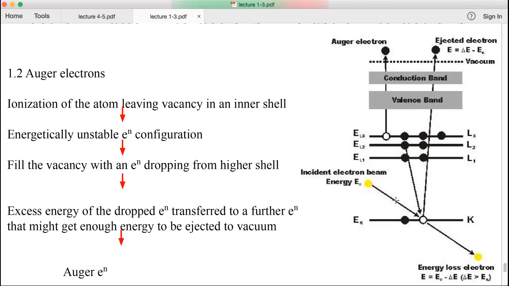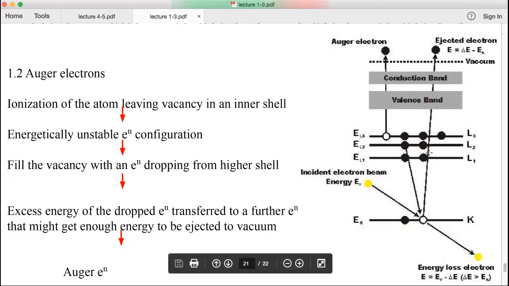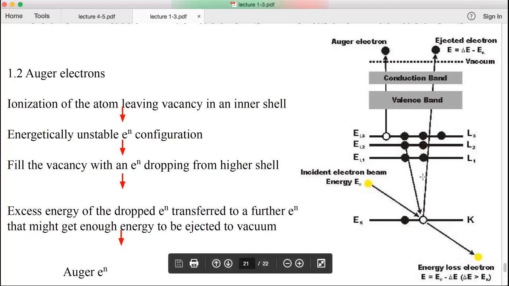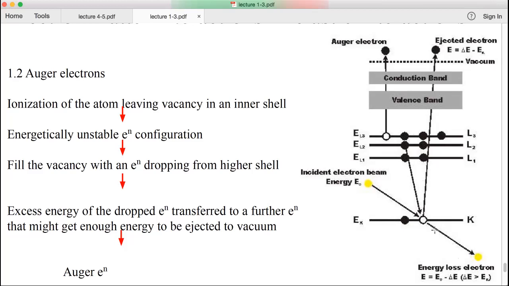Now the incoming electron had very high energy. It can knock out this innermost electron, ionizing the atom. Now this vacancy is filled by an electron from a higher shell, right? So an electron will drop from a higher shell. The excess energy of the dropped electron is transferred to a further electron that might get enough energy to be ejected to the vacuum.